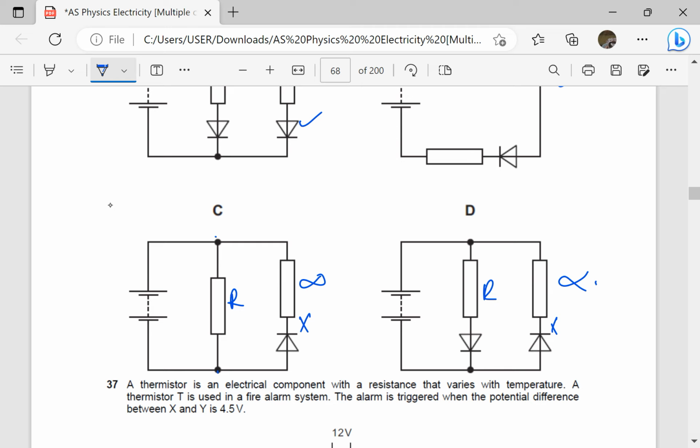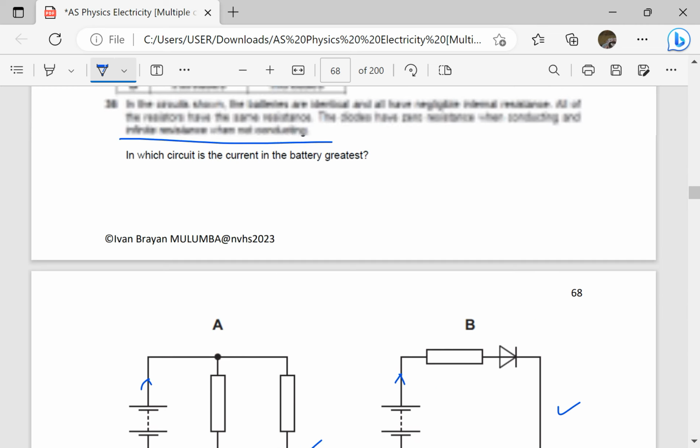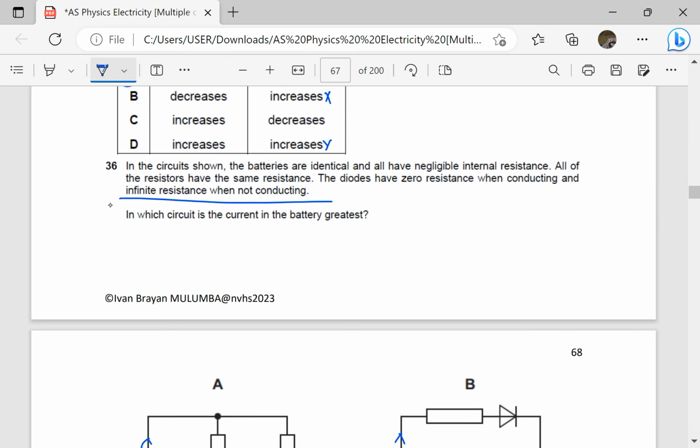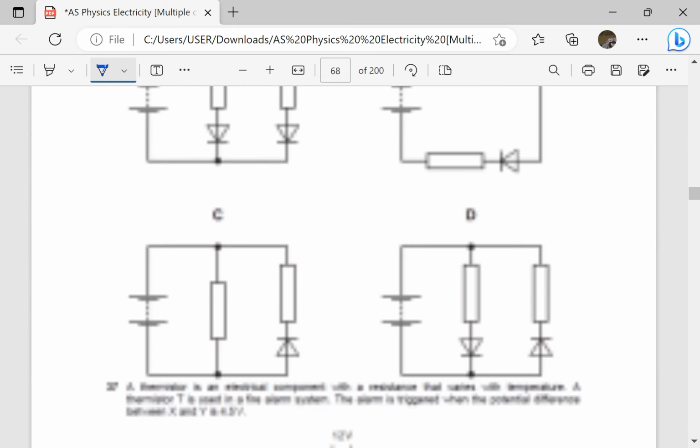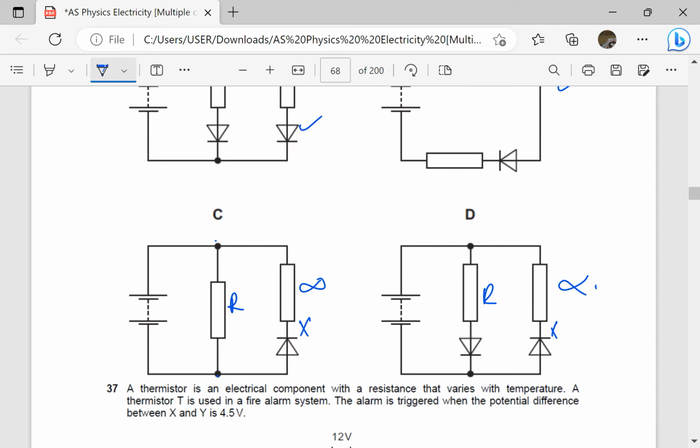And then here, this diode is conducting. The diodes also have some resistance. All of the resistors have the same resistance. The diodes have zero resistance. Okay. So if the diodes have zero resistance, it implies that the current here in C is going to be the same as the current in D. So we cannot have two options. So these two must obviously be wrong.